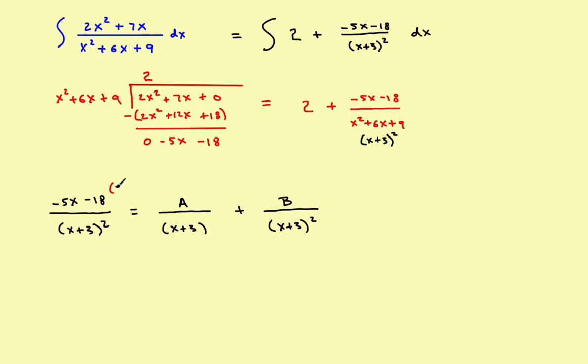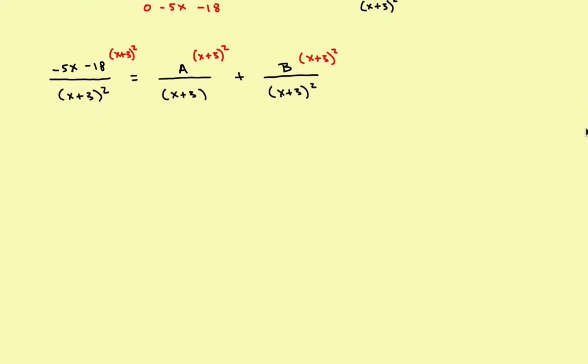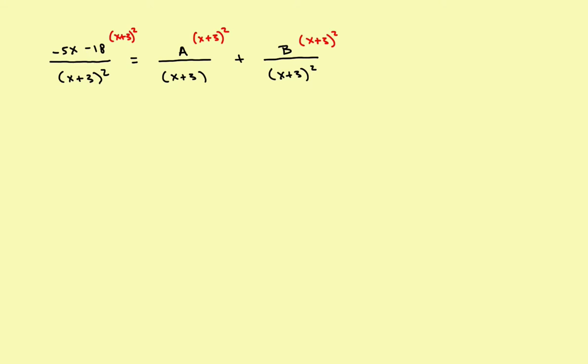So we'll multiply this one by x plus 3 squared. We'll multiply this one by x plus 3 squared, and this one by x plus 3 squared. So multiply through to get rid of the common denominator. And again, we'll move things down just a little bit. Okay, now when you do this one, these two will cancel out.